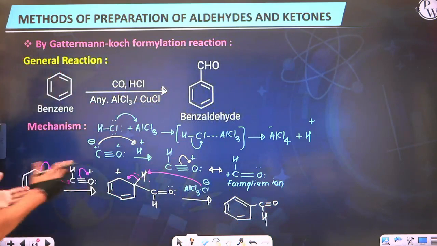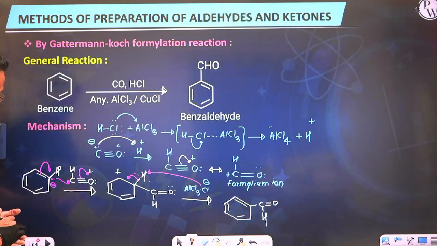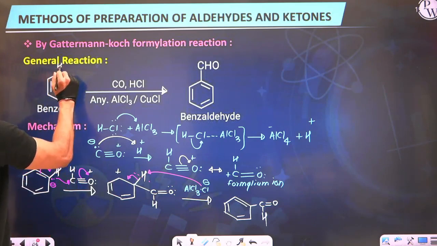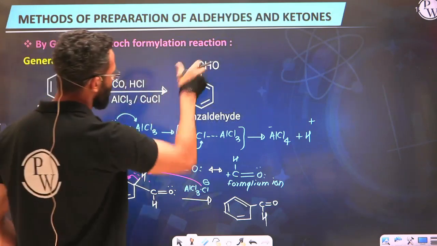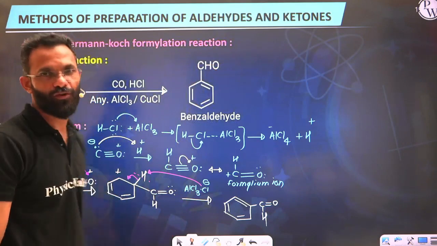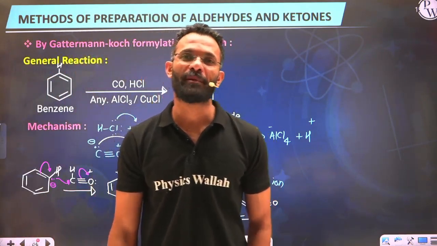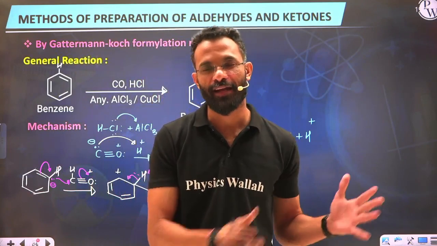So guys, that was all about Gattermann-Koch formylation. We call it formylation because let's assume we had one H here, and this H has been substituted by a formyl group, so we call it formylation. So that is the fourth method by which we can prepare an aromatic aldehyde.